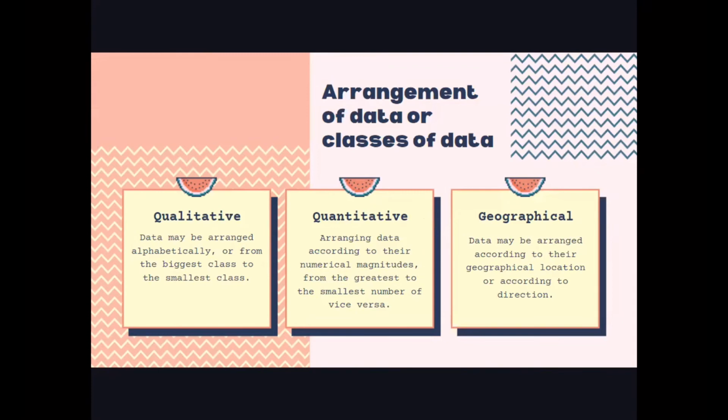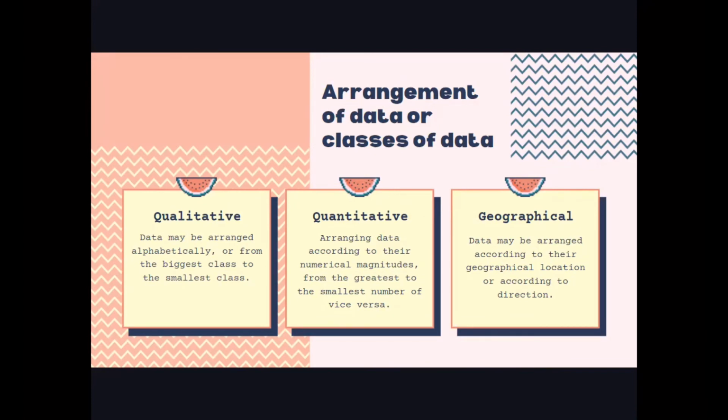Second, we have quantitative. This is arranging data according to their numeral magnitudes, from the greatest to the smallest number, or vice versa. Schools may be arranged according to their population, from the most populated to the least populated, and so with countries, provinces, cities, towns, etc. The third one, we have geographical.